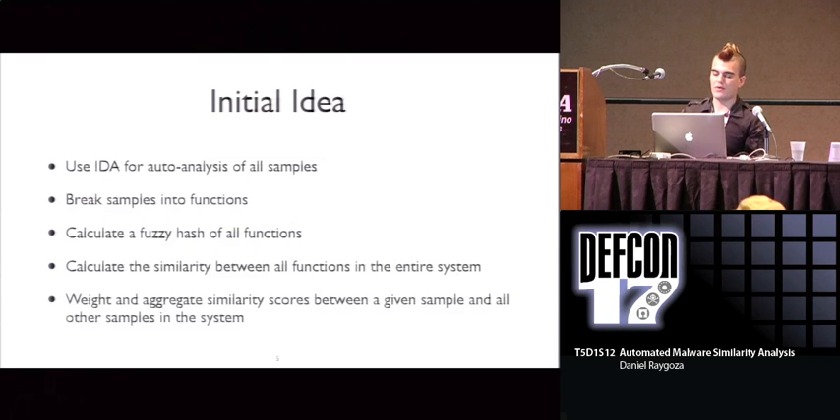So the initial idea I came up with after talking to a couple people is, and this is sort of like the spoiler slide, this tells you the gist of everything I want to do: use IDA's auto-analysis, which I will agree is not the greatest thing on earth, but there's some ways to address that. Use IDA's auto-analysis, break the sample that you've submitted into individual functions, and calculate a fuzzy hash. I'll go into why I use fuzzy hashes and some other algorithms that might be better. Calculate a fuzzy hash for all the functions, and then calculate the similarity between all the functions and all the samples that you have in your database.